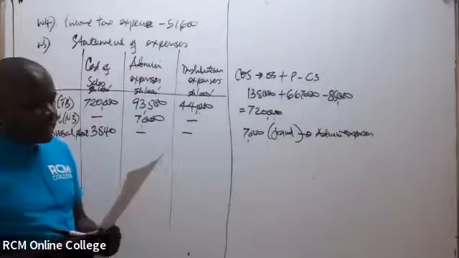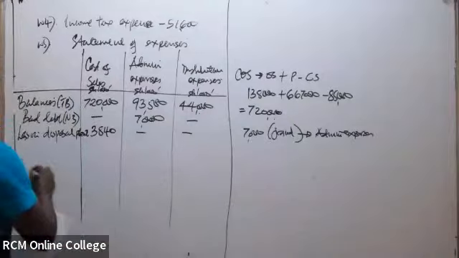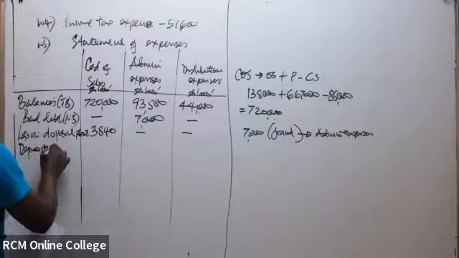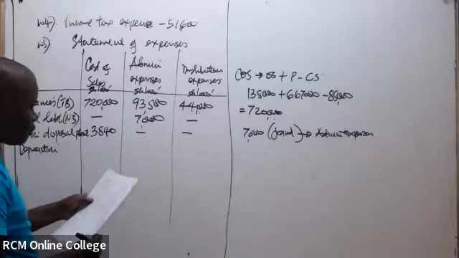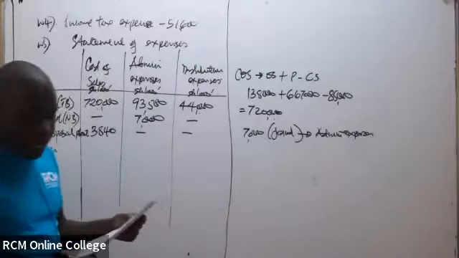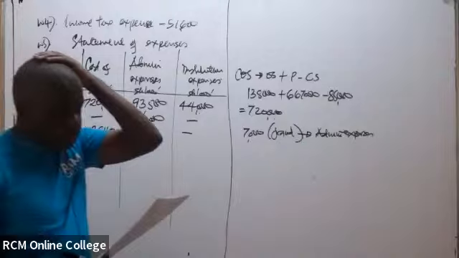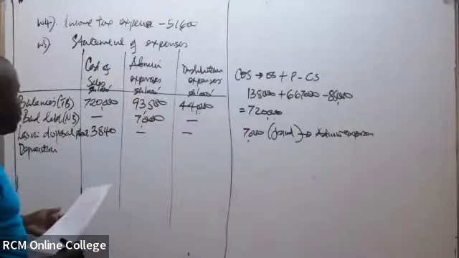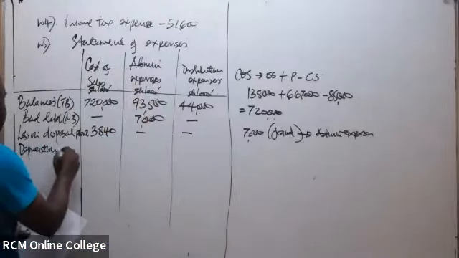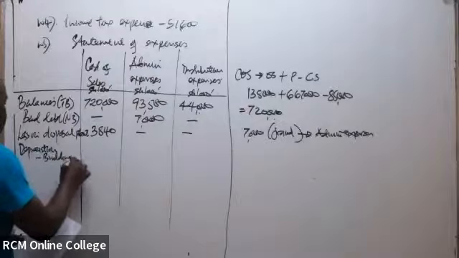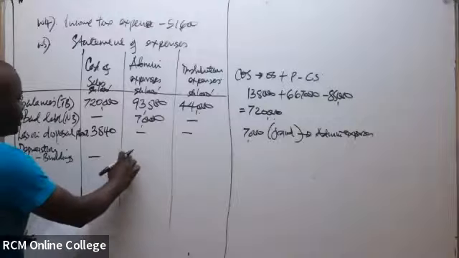Then, of course, you have depreciation. So depreciation in this case for buildings, you are told it will go under admin. Depreciation for buildings will go under admin. So what was the amount for depreciation for buildings? We can start with the buildings. What did we get as depreciation for buildings?